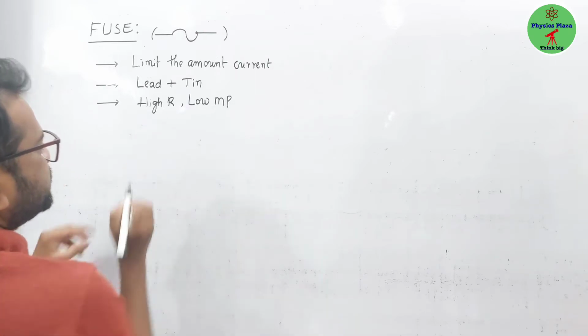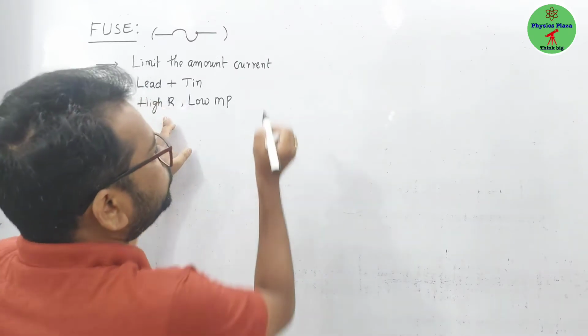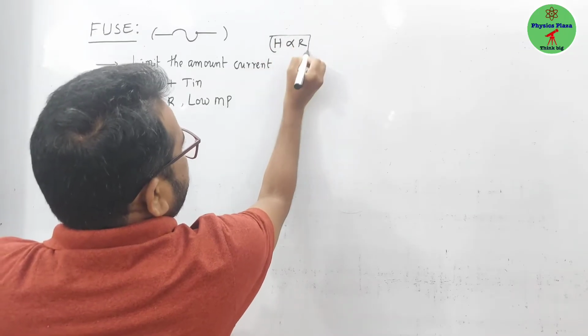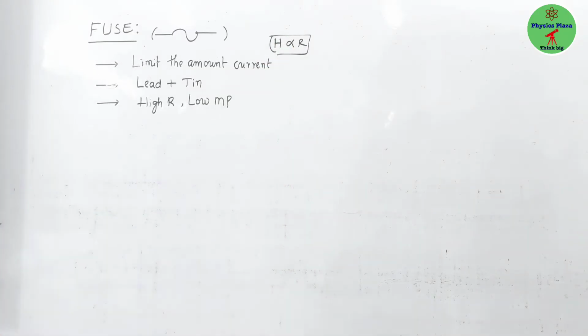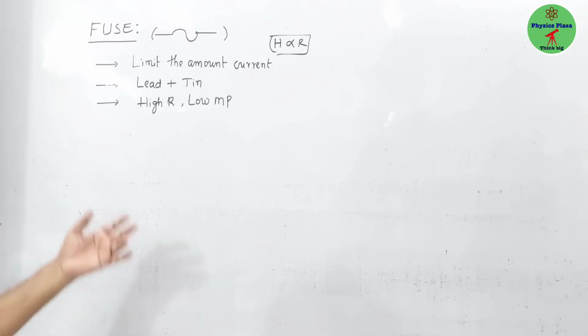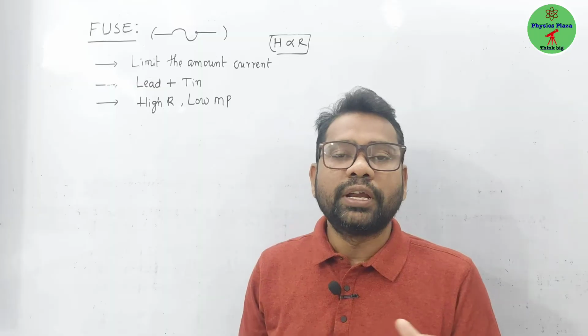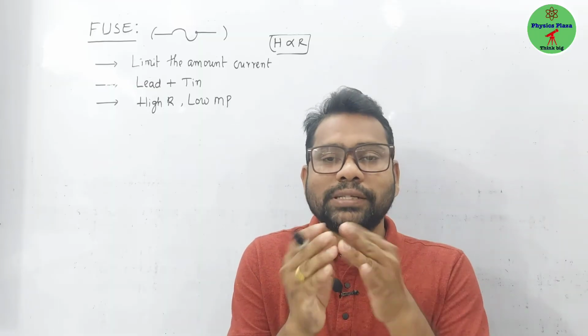Why should it have a high resistance, children? So that what will happen? We know that heat is proportional to the resistance. If resistance is more, now what will happen? More heat is produced, so that what will happen? It can melt, as it has a low melting point. Whenever excess current flows through it, definitely it stops working. I mean, it gets disconnected.